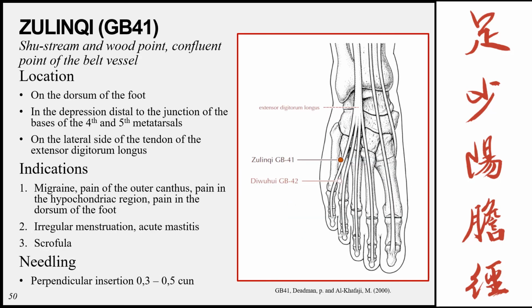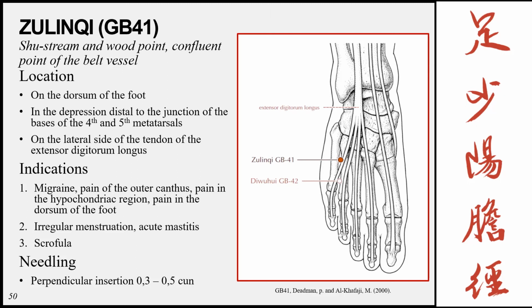The next point is ZULINQI, GB41. This is the shu-stream and wood point, and it is also the confluent point of the belt vessel. The location of this point is on the dorsum of the foot, so that's the top portion of the foot, in the depression distal to the junction of the bases of the 4th and 5th metatarsals.